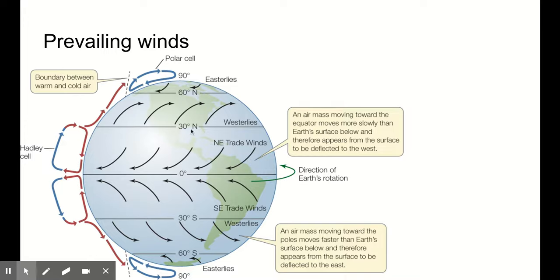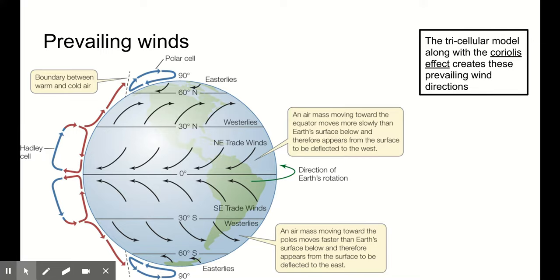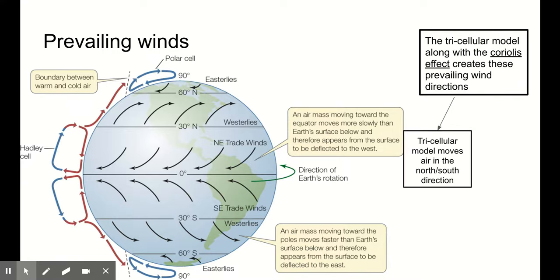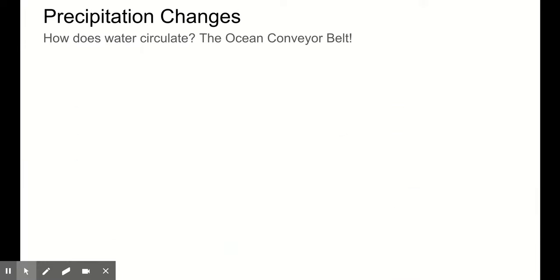Our prevailing winds on Earth are determined by this tri-cell model. So we've got a tri-cellular model: Hadley cell, Ferrel cell, polar cell, three cells. The tri-cellular model, along with the Coriolis effect, creates these prevailing wind directions. The tri-cellular model moves air in the north-south direction, and then the Coriolis effect moves air in the east-west direction, and so we have these winds that are kind of going in diagonals, our northeast trade winds and our southeast trade winds, for example.